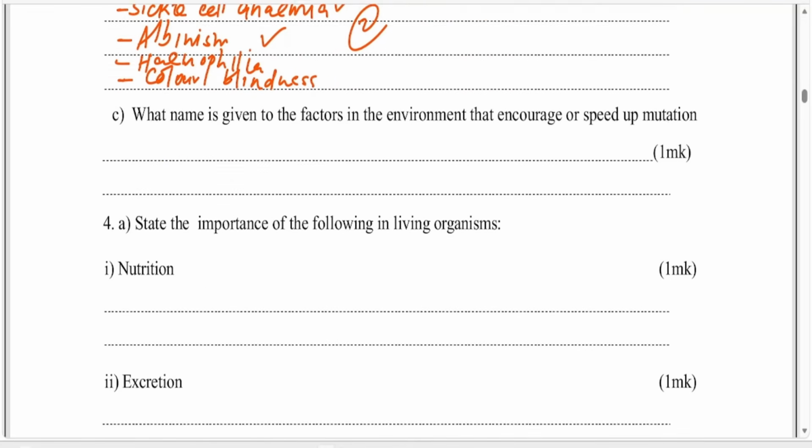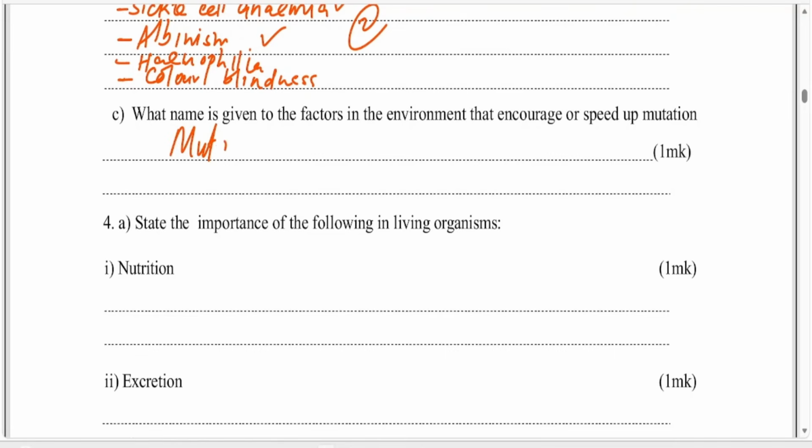Let's move to part C of this question. What name is given to the factors in the environment that encourage or speed up a mutation? Those factors in the environment that lead to cases of mutation, like we have heard of certain atomic bombs, certain heavy metals that lead to cases of mutation. So the name that is given to those factors, we call them mutagens, or sometimes we call them mutagenic agents. So we call them mutagens.